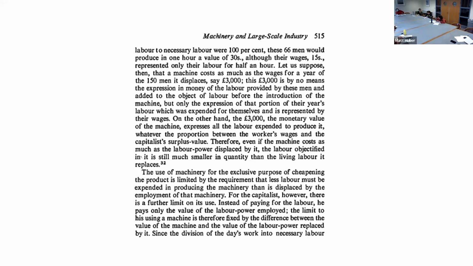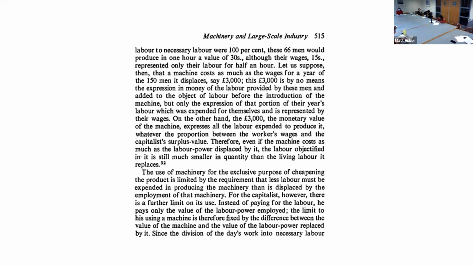And he goes on that there's a further limit to this. The use of machinery for the exclusive purpose of cheapening the product is limited by the requirement that less labor must be expended in producing the machinery than is displaced by the employment of that machinery. For the capitalist, however, there's a further limit on use. Instead of paying for the labor, he pays only the value of the labor power employed. The limit to his using a machine is therefore fixed by the difference between the value of the machine and the value of the labor power replaced by it. He gets into the fact that you only pay for, say, half the day's labor, and the labor can produce more. So you have to take into account that extra surplus labor that the workers can provide when you're calculating whether or not it makes sense to replace them with a machine.